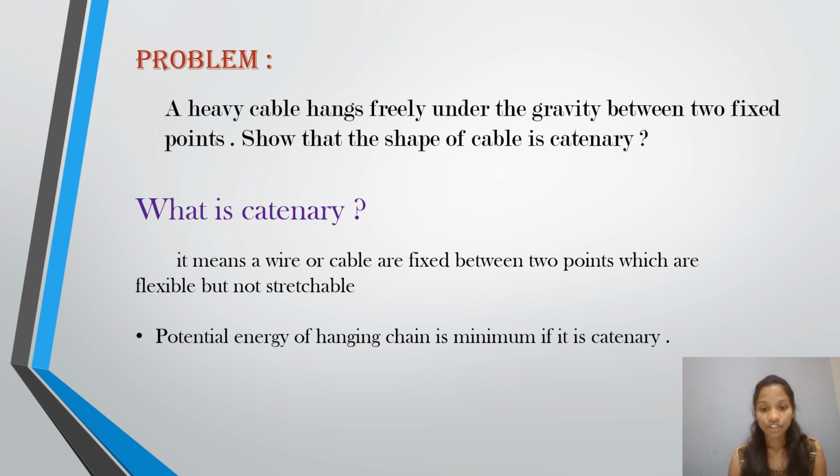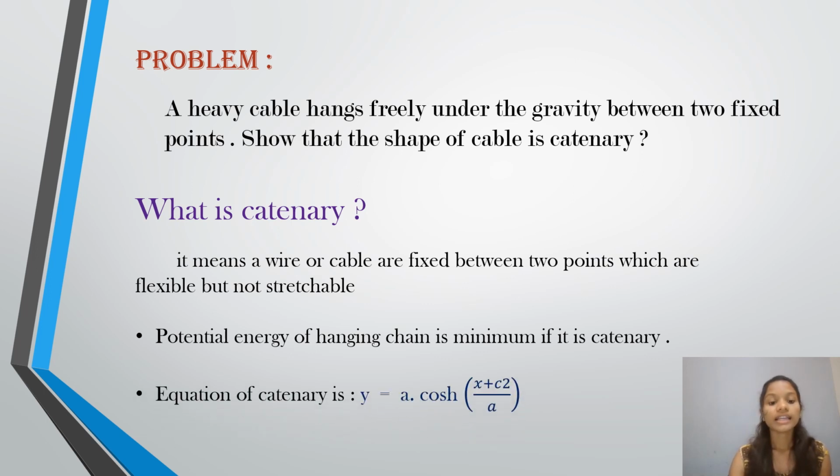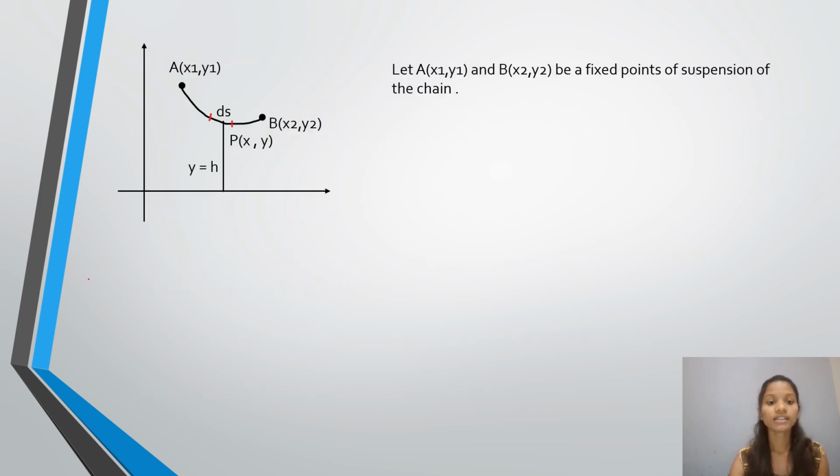The potential energy of a hanging chain is minimum if it is a catenary. The potential energy of this particular chain is minimum if the chain forms a catenary. Then the equation of the catenary we have to obtain is y equals a cosh of (x plus c2) by a, where c2 is some constant value. Okay, let us discuss our problem.